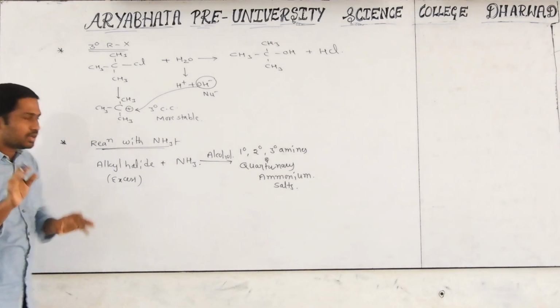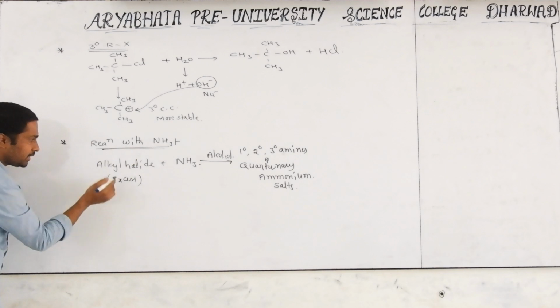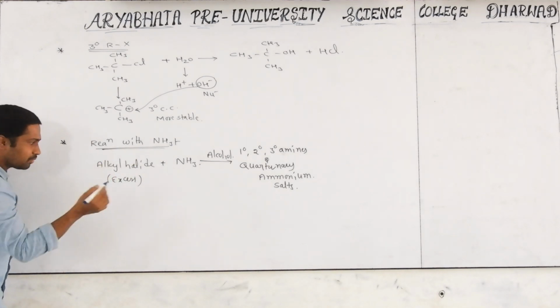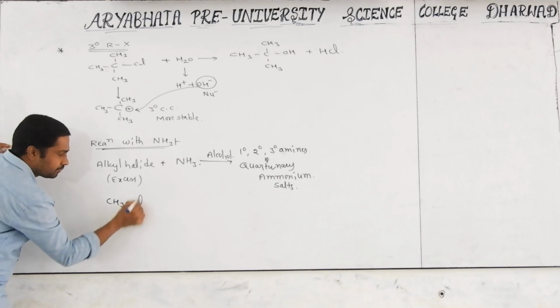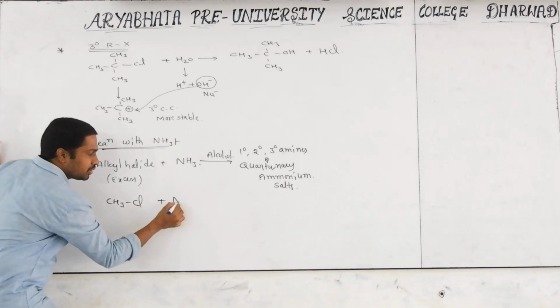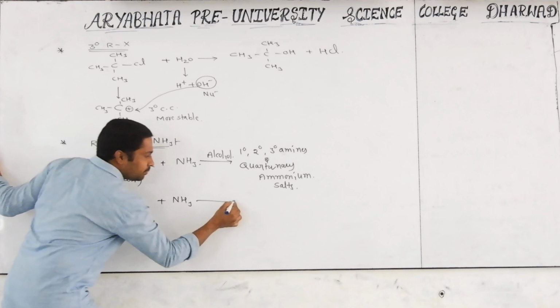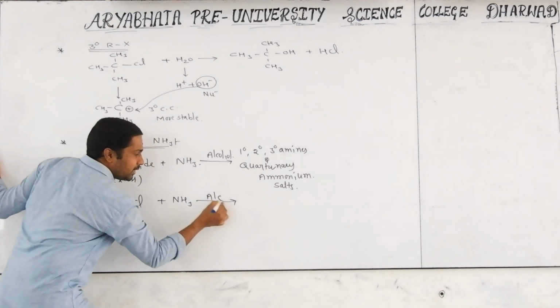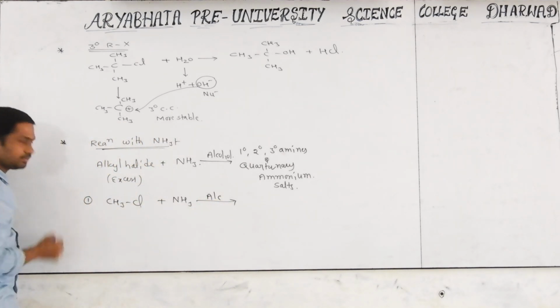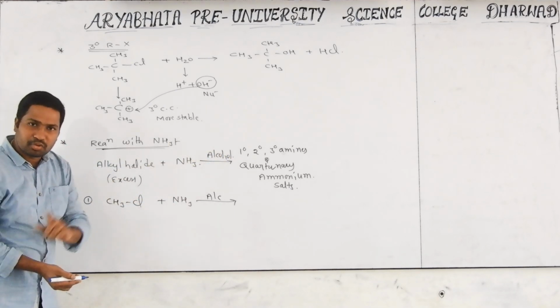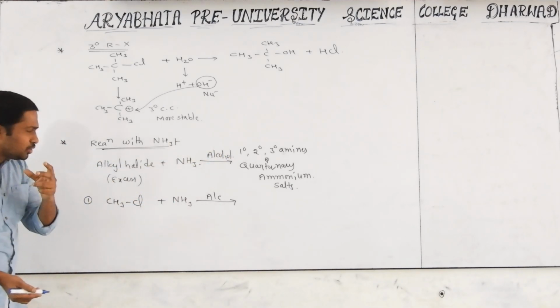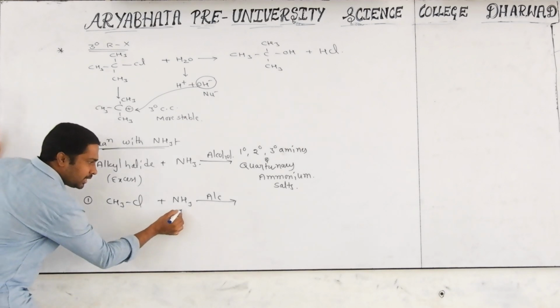I will give you the explanation. You see carefully. Take one example for alkyl halide, CH3Cl. It will be reacted with which one? Ammonia, in the presence of which one? Alcohol medium. First step I am explaining. First we get primary amines. How? According to nucleophilic substitution. You see the concept very carefully.